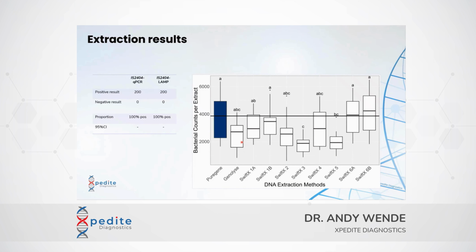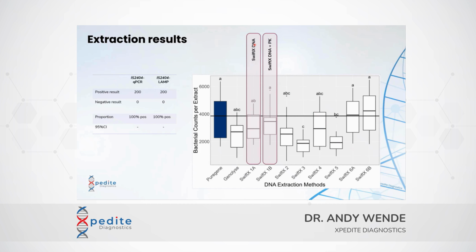So Genolyze is here as well. At first glance, you see there is not really a big difference, because the PCR signal that you get from 2,000 cells is just 1 CT away from the signal that you get with 4,000. So overall, all these methods perform really well. There's not much statistical difference between them, but I want to highlight, or show you, how the different SwiftX approaches worked.